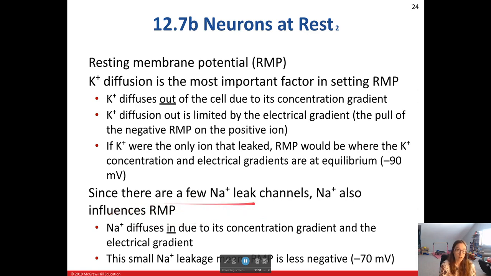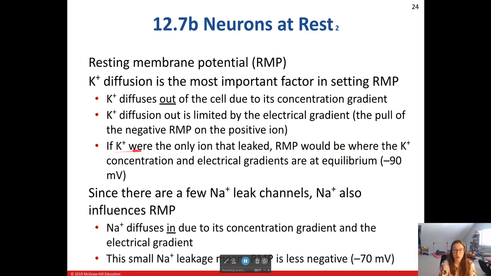Since there are a few sodium leak channels, sodium can also influence the resting membrane potential. Sodium will diffuse in due to its concentration gradient and its electrical gradient. The small sodium leakage means the resting membrane potential in a neuron is around negative 70.